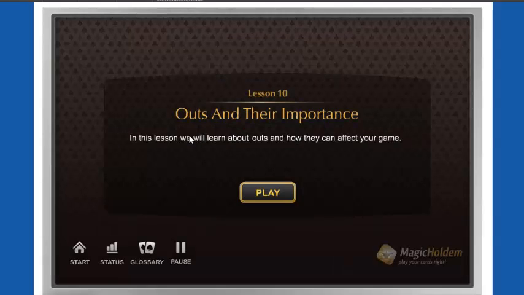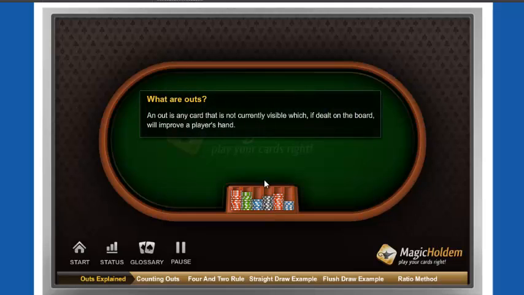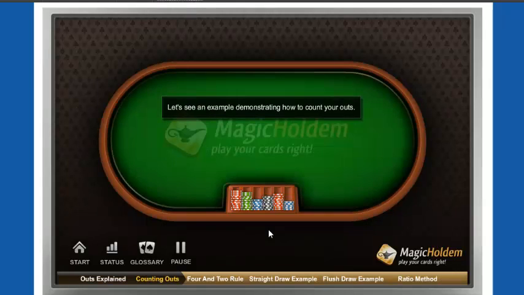Let's begin. Lesson 10. Outs and their importance. In this lesson, we will learn about outs and how they can affect your game. An out is any card that is not currently visible, which, if dealt on the board, will improve a player's hand. Let's see an example demonstrating how to count your outs.